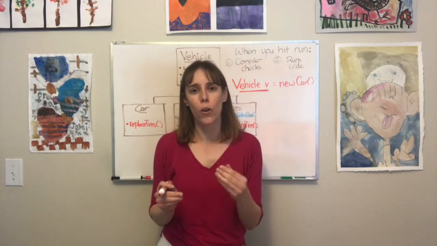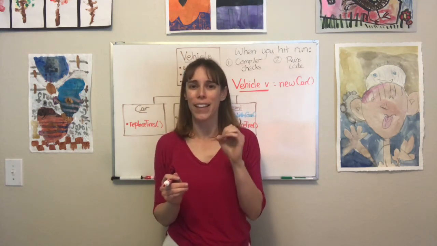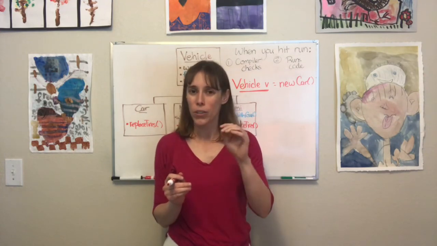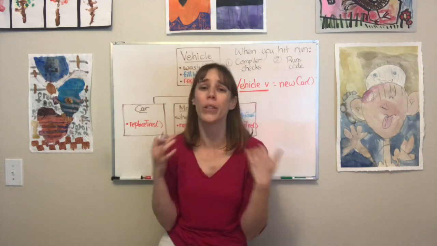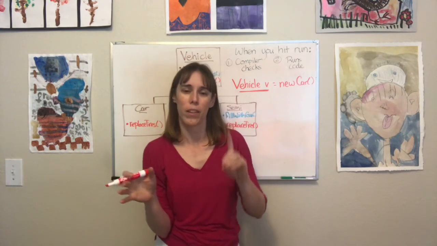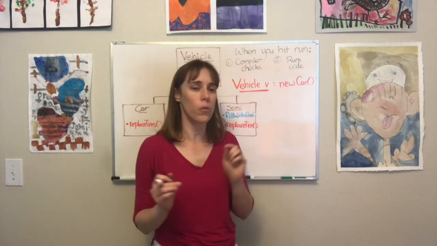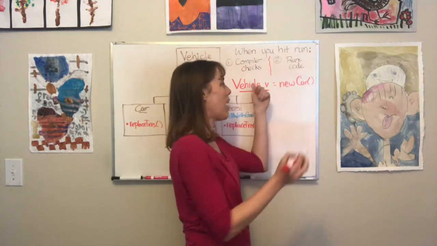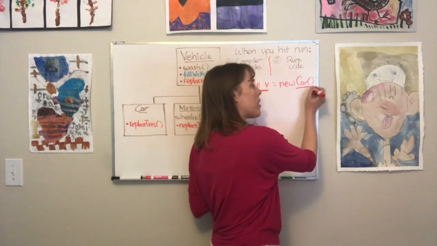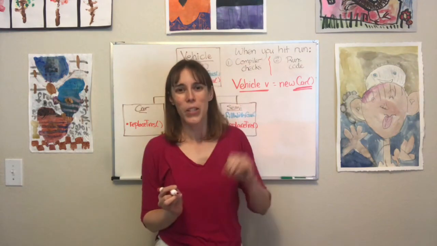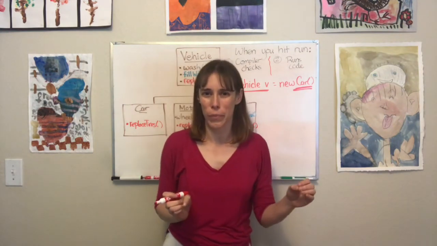So all of the code you write has to pass that check. You have to make sure the compiler knows, hey, I'm only running vehicle methods on this thing. The second thing that happens is that the code runs. When the code runs, it doesn't run as if it's a vehicle. It was set up with car code. So it runs as if it's a car.